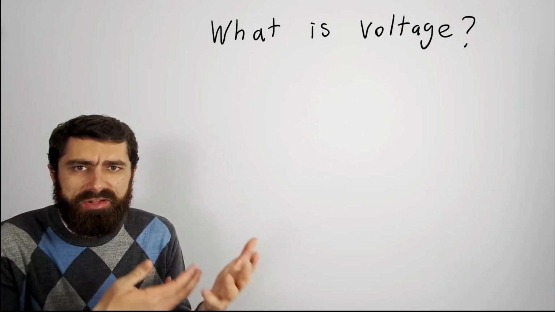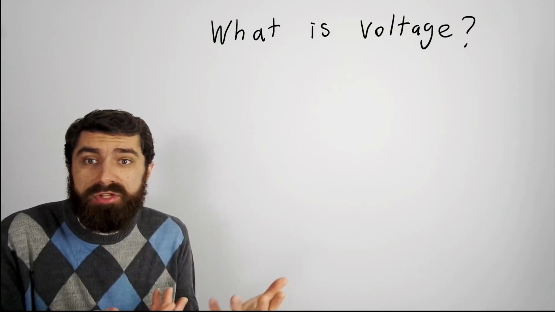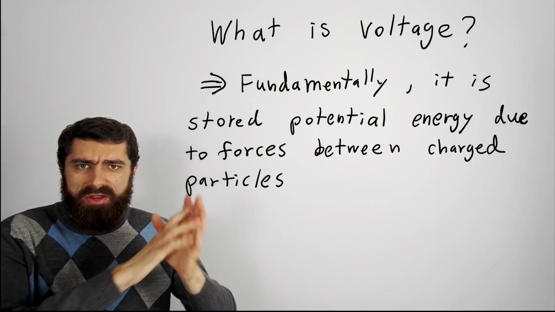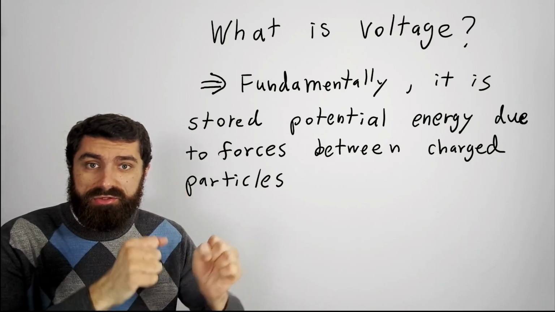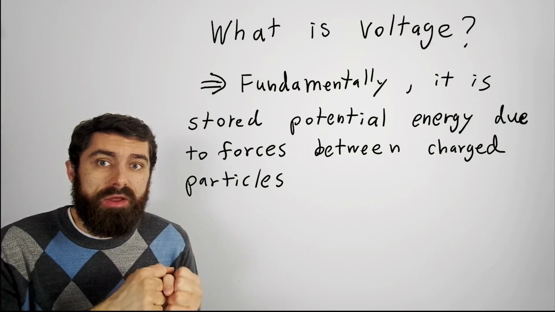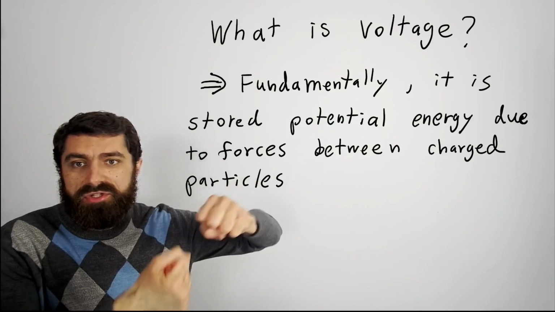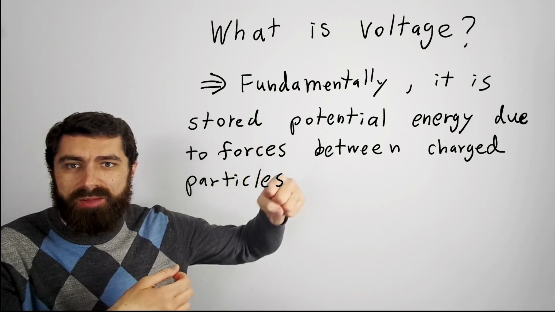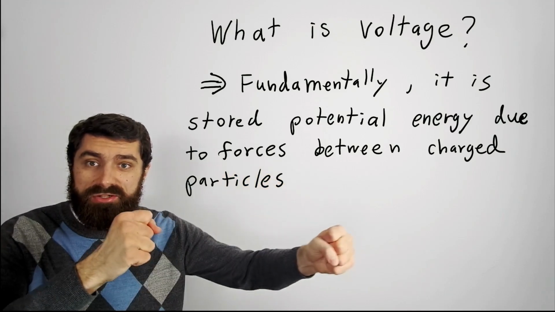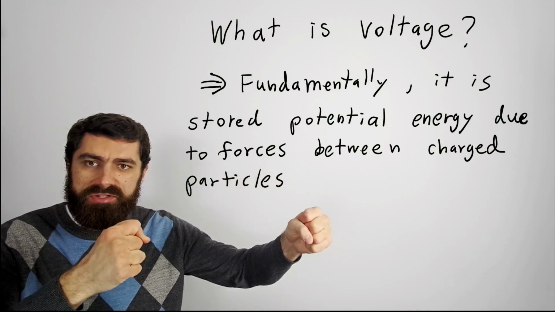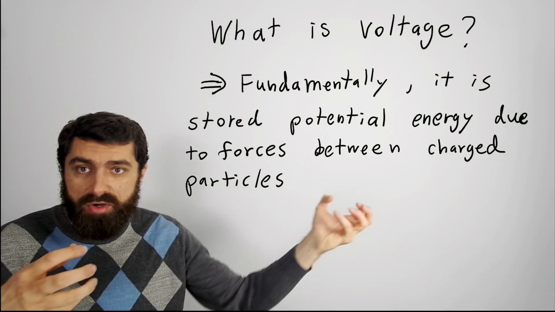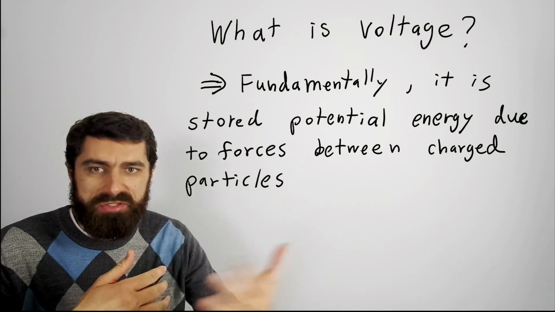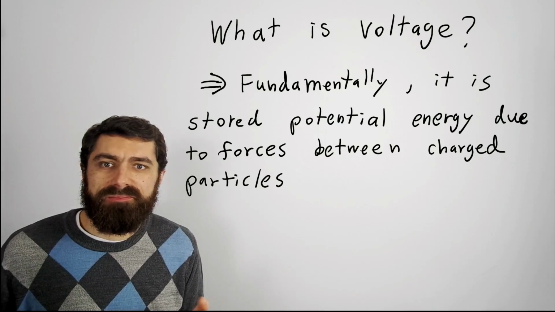So what is electrostatic potential, or voltage as we commonly know it? Fundamentally, it is stored energy due to forces between charged particles, much like gravity, how you can store gravitational potential energy between the Earth and an object. You can store potential energy due to these electrostatic forces, and then you can release it and cause movement of charges, and that's fundamentally what is causing electrons to flow through a circuit and that sort of thing.